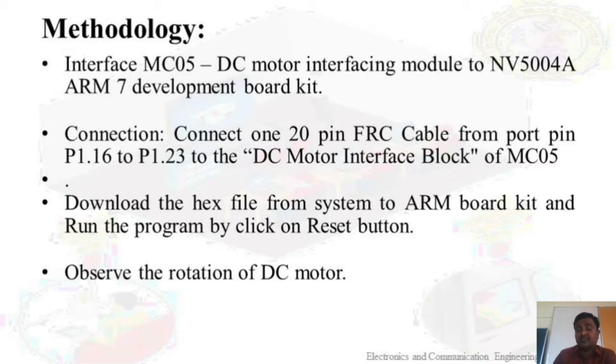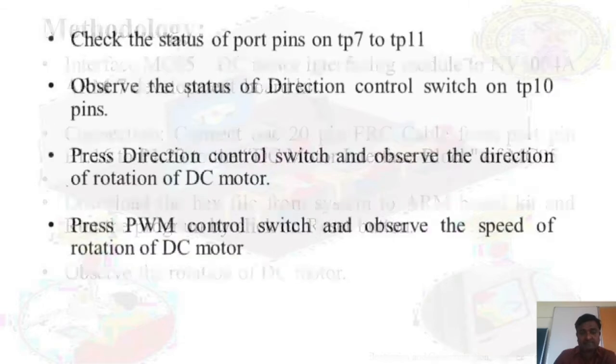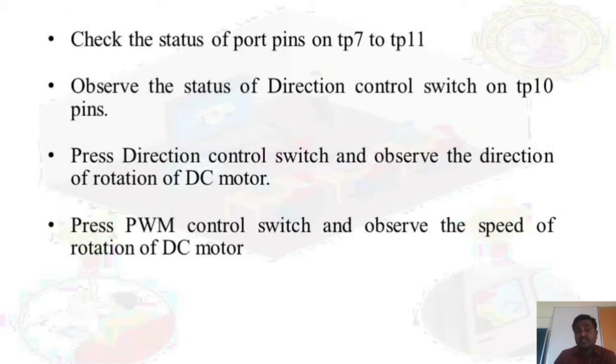Observe the rotation of the DC motor in clockwise and anti-clockwise direction. Check the status of port pins TP7 to TP11, where LEDs glow; buttons will be provided on the interface module kit. Observe the status of the direction control switch on TP10 pins.